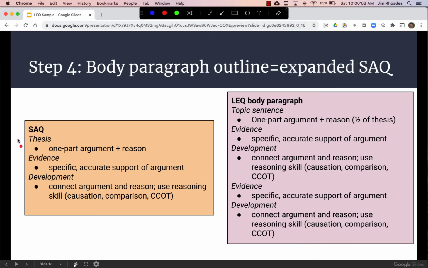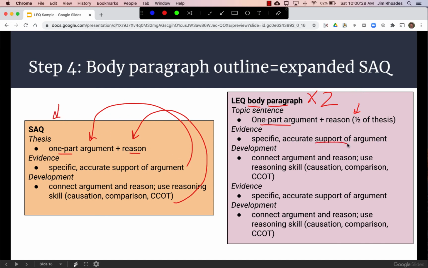Remember that an SAQ has that 3-sentence answer: a thesis, which has a 1-part argument and reason, evidence to support the argument, and then development to support the reason. In an LEQ, I'm basically in a body paragraph doing the same thing. My 1-part argument is half of the thesis. So remember, in an LEQ, I'll have probably 2 body paragraphs. I'm allowed to have 3. So I'm kind of doing this twice.